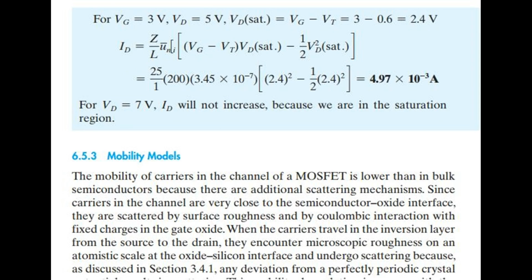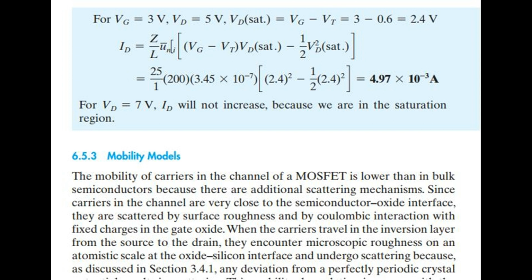Mobility models. The mobility of carriers in the channel of a MOSFET is lower than in bulk semiconductors because there are additional scattering mechanisms. Since carriers in the channel are very close to the semiconductor-oxide interface, they are scattered by surface roughness and by coulombic interaction with fixed charges in the gate oxide.